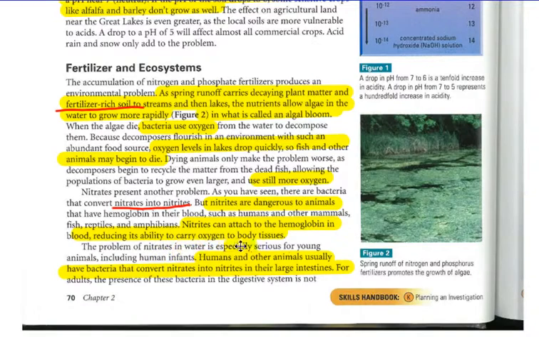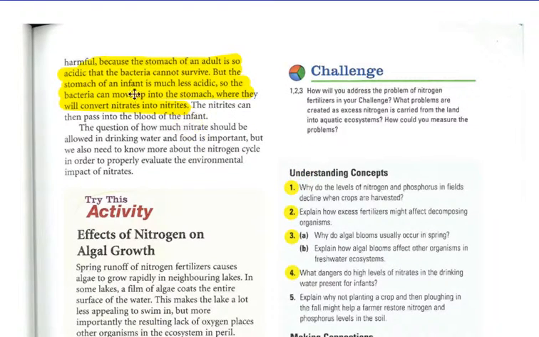So it's difficult if young animals, including young humans, ingest that because their stomach just isn't acidic enough. Usually with adults, teenagers, etc., we have acid in our stomach which kills those bacteria that convert nitrates into nitrites. But younger animals, babies, their stomachs aren't as acidic, so there's a problem there. Those bacteria cannot be killed. So that's an issue as well. So the question of how much nitrate should be allowed in drinking water and food is important, but we also need to know more about the nitrogen cycle in order to properly evaluate the environmental impact of nitrates.